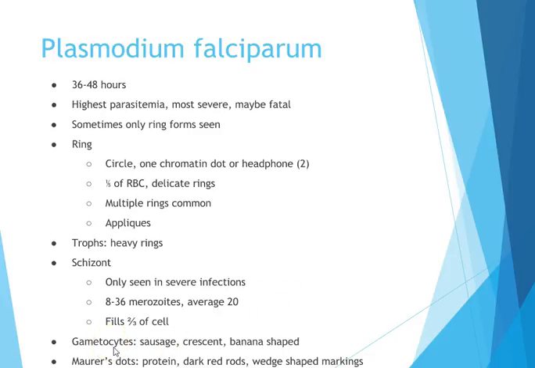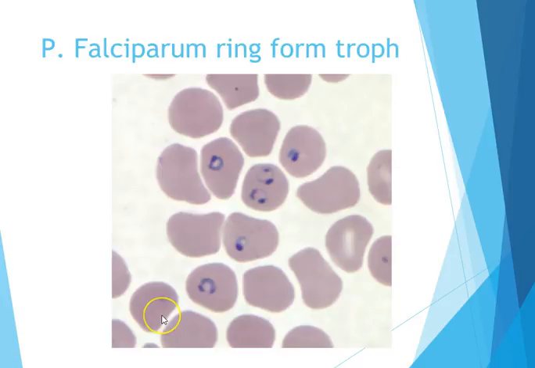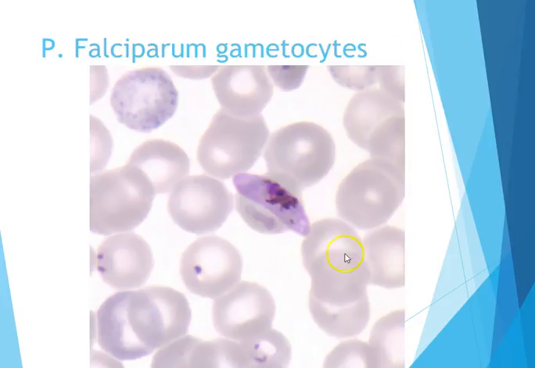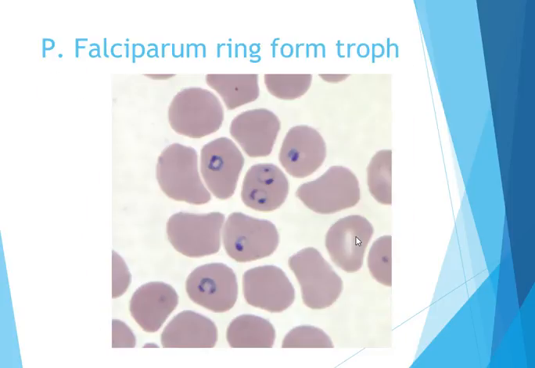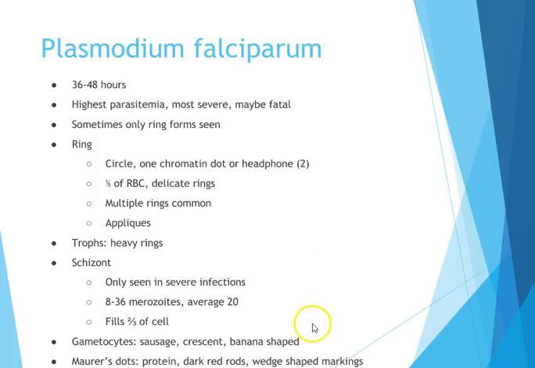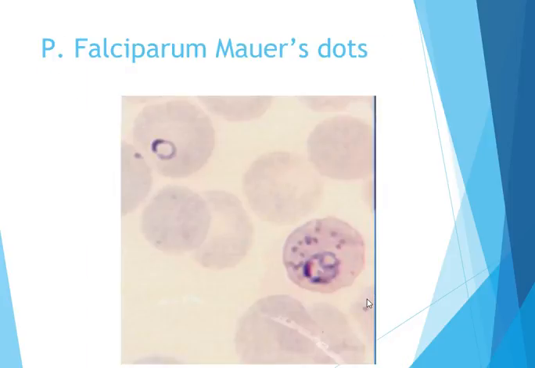It refers to them as sausage, crescent, or banana-shaped gametocytes. And if you see any that look like this, it's falciparum. None of the rest of them will have that banana shape. It also has Maurer's dots, which are made up of protein, and they're dark. This is a picture. Dark little spots. They can be wedge-shaped, and it's hard to see unless the stain is really, really good.